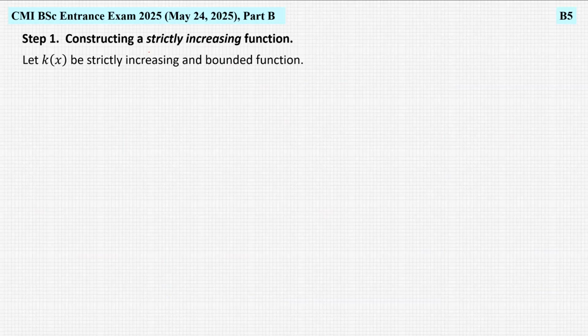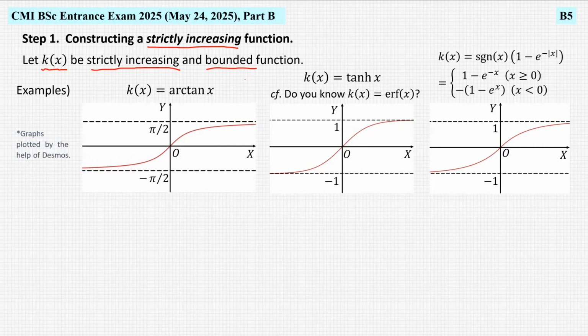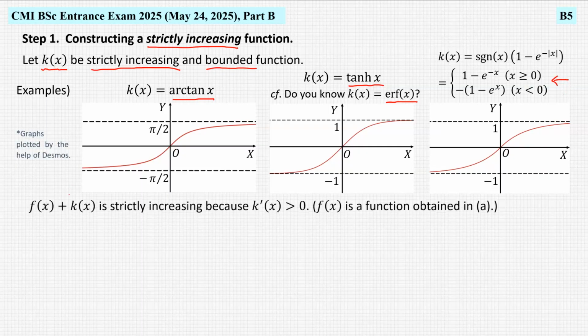As a first step, let us modify our given function f to make it strictly increasing. First, let us introduce a new function k of x that is strictly increasing and bounded. There are many examples of such k of x, including the arctangent function, hyperbolic tangent function, error function, and, with a little bit of work, the common exponential functions, etc. Then, if we add this to our previously obtained function f of x, the resulting function f of x plus k of x is strictly increasing because the derivative of k is always positive.